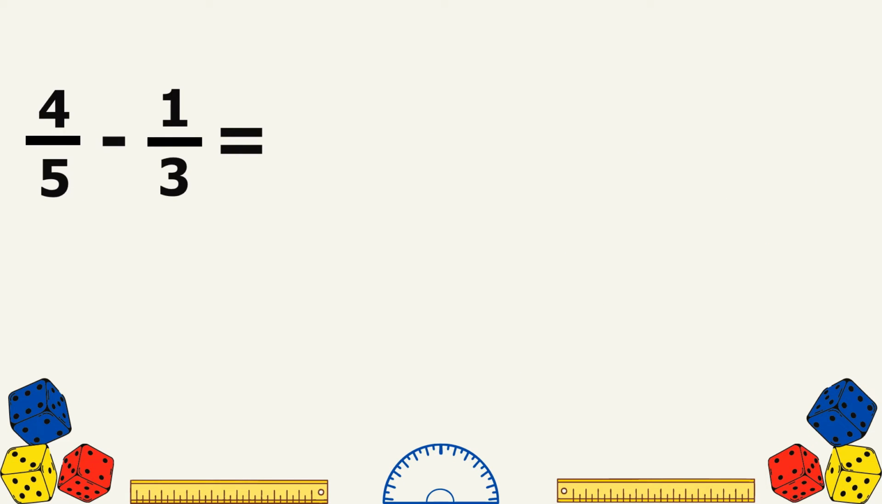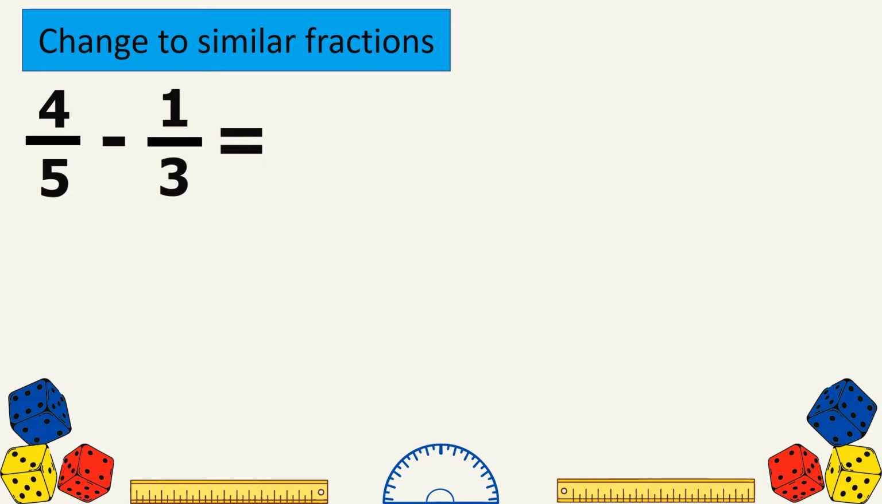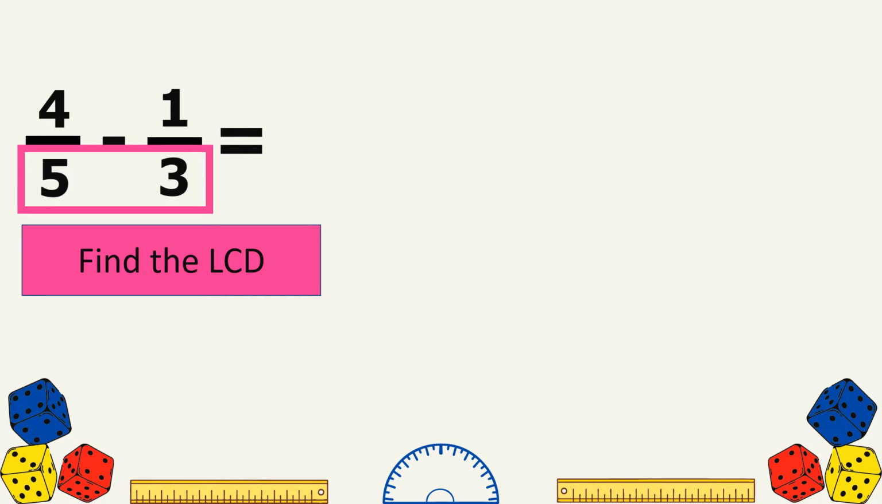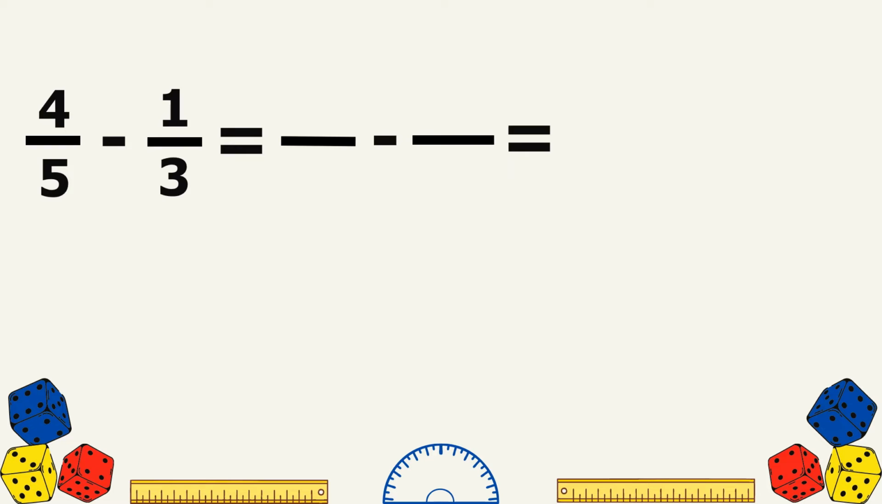And now, let us have an example on how to subtract dissimilar fractions. So we have here 4/5 minus 1/3. Since these fractions are dissimilar, or they have different denominators, we cannot directly subtract them. First, we need to change them to similar fractions by finding their LCD. So we will be having a new set of fractions. Now, the LCD of 5 and 3 is simply their LCM, and their LCM is 15. So 15 will be the LCD.